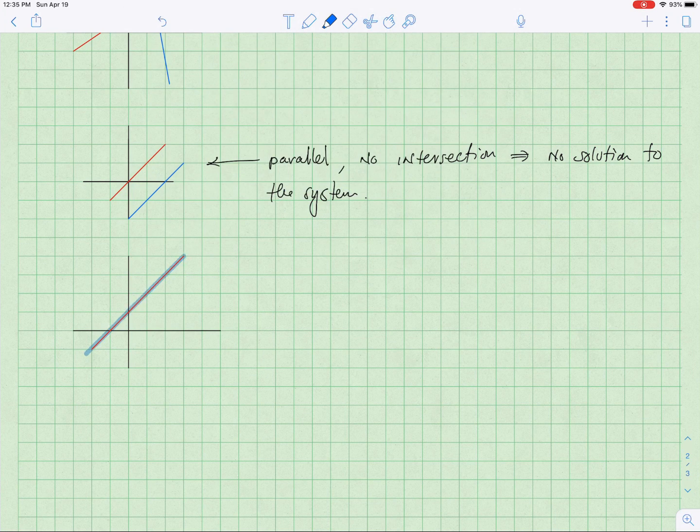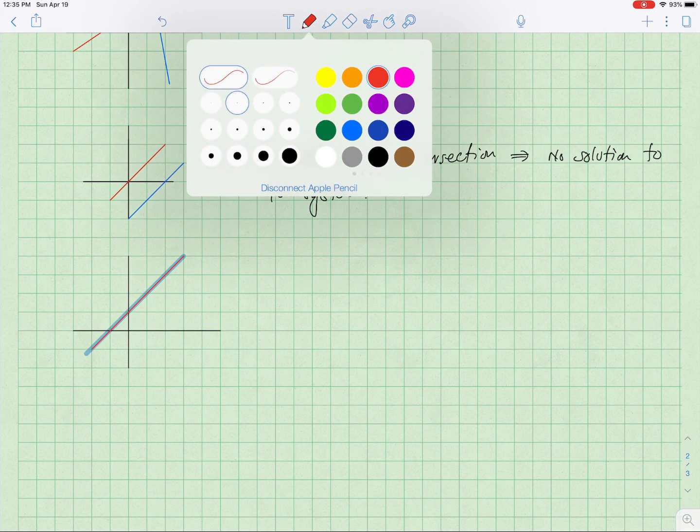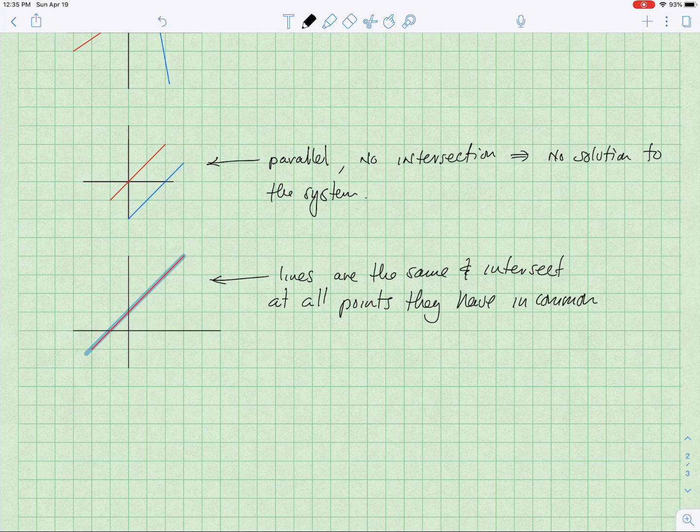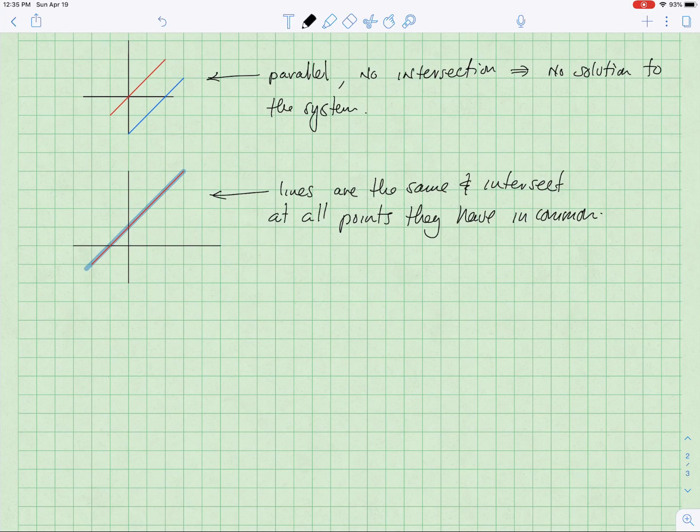And so I've tried to draw them here so that they're the same line, right? These lines are the same and intersect at all points they have in common. And so in this system, there are infinitely many solutions.